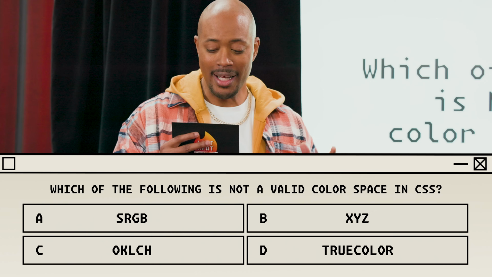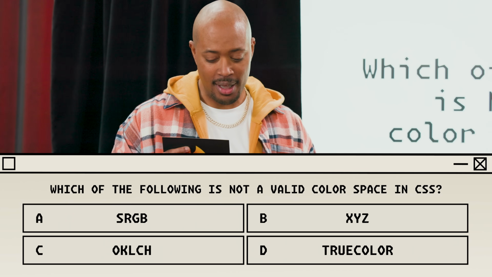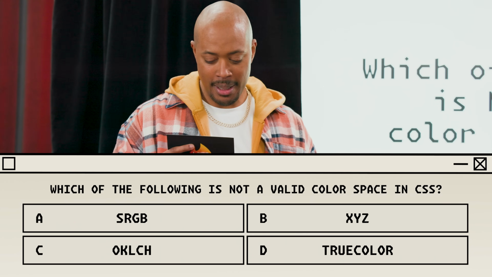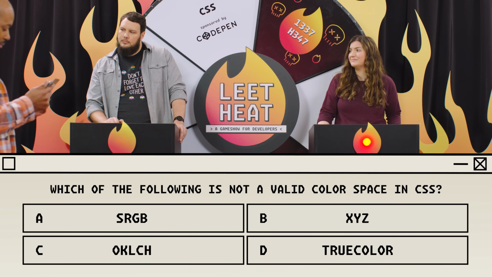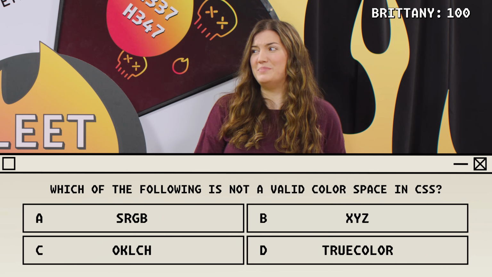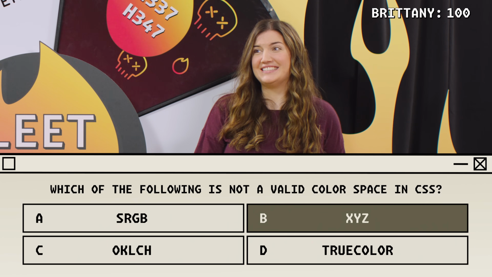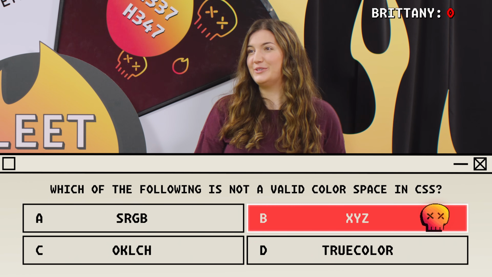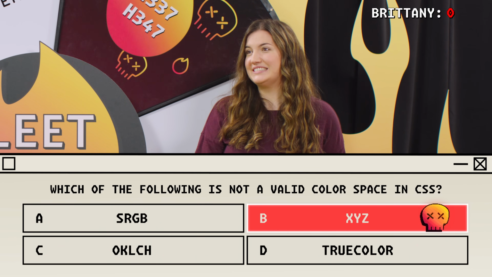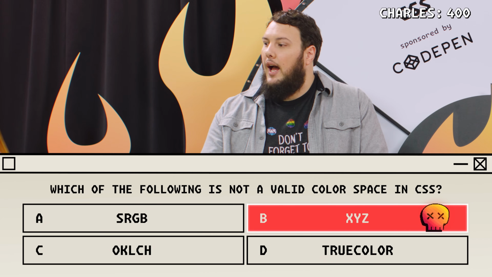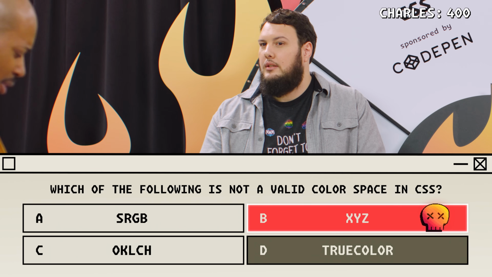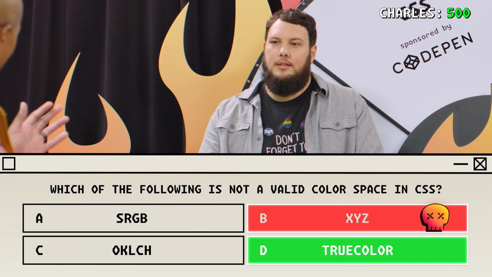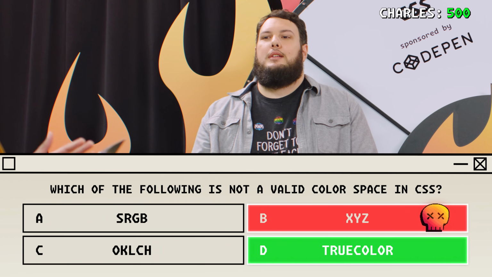Which of the following is not a valid color space in CSS? A, sRGB, B, XYZ, C, OKLCH, D, true color. Brittany. B, XYZ? Oh, no. Not correct, XYZ. You have a chance to steal. I'm gonna guess D, true color? D, true color is correct. What a guess. 500 points on the board.